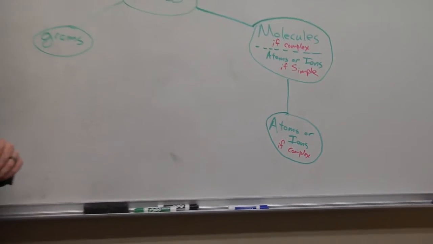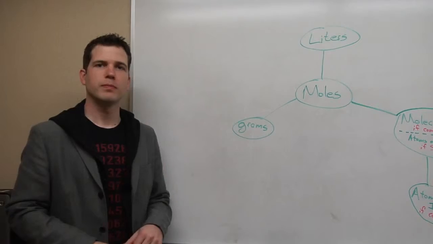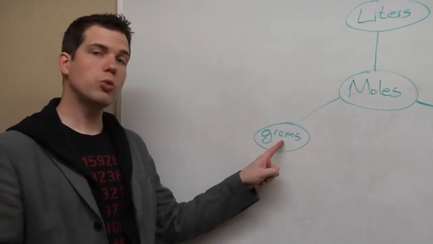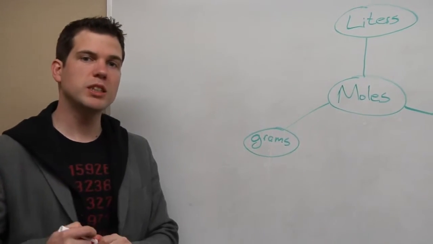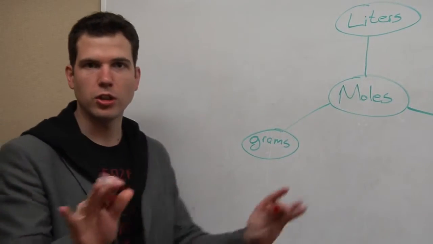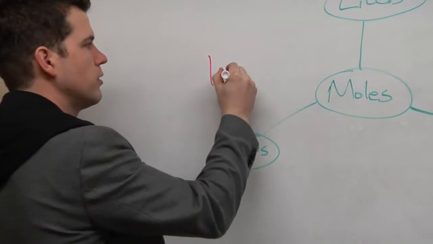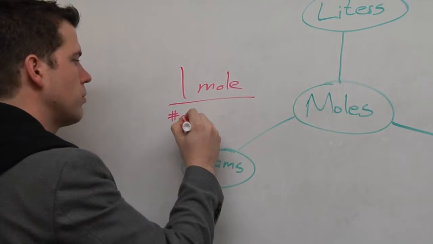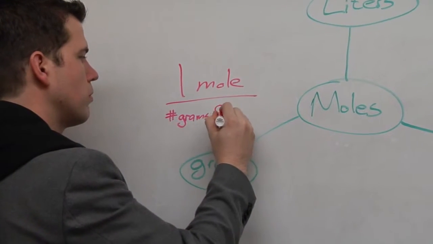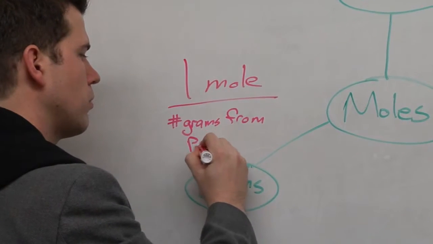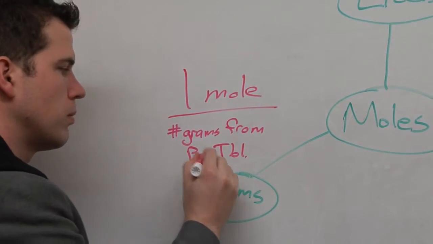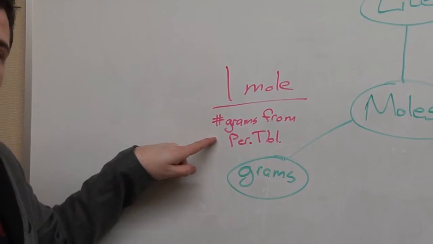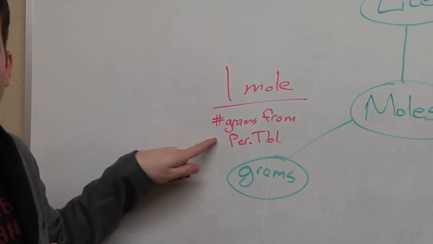All right, let's talk some more about those passwords. So we have passwords between these offices. And if you want to walk from grams to moles, you must have a very specific password. Wait for it. Yes, indeed, 1 mole and the number of grams from the periodic table. That's also called the molar mass.